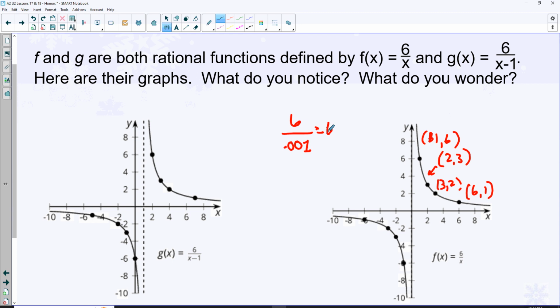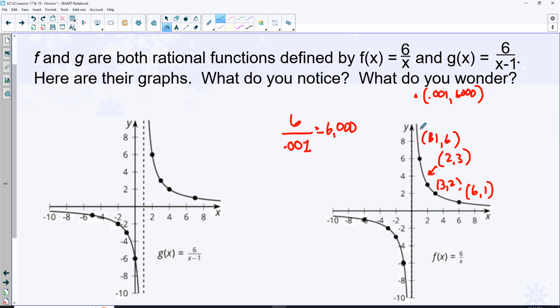And that happens to be 6,000. So the point up here, if I can put a point way up here, the point 0.001 comma 6,000 is a point on this graph. So it's going to come really close to the axis, but never actually get there. And it's just going to go up and up and up. But then something wild happens.